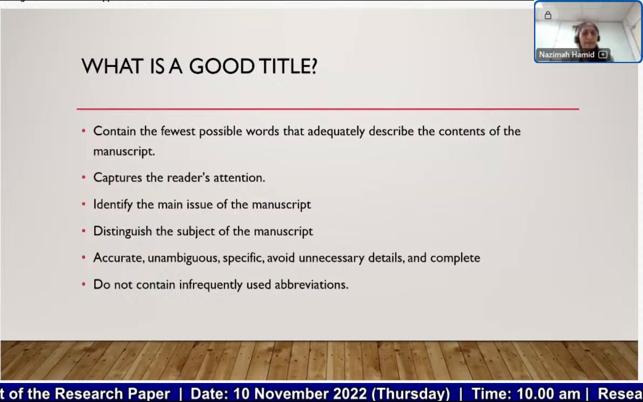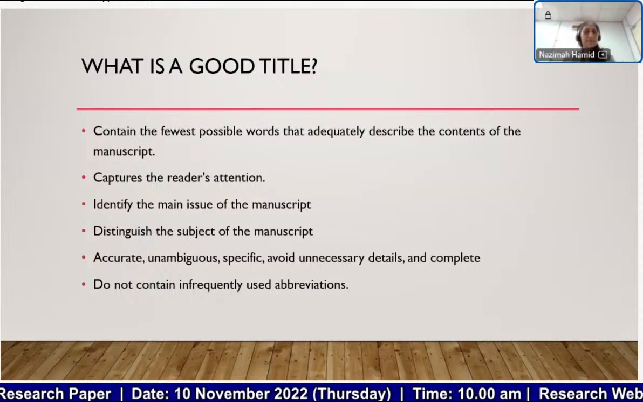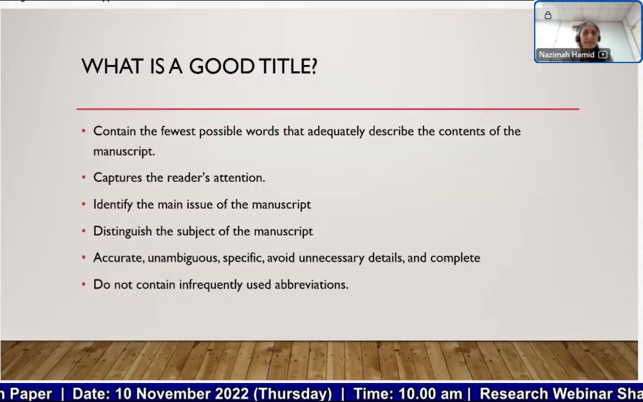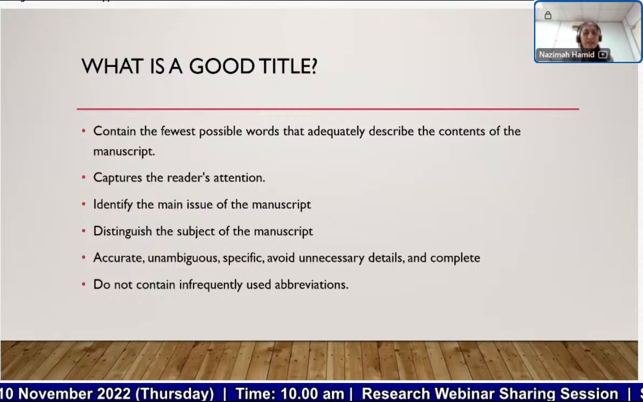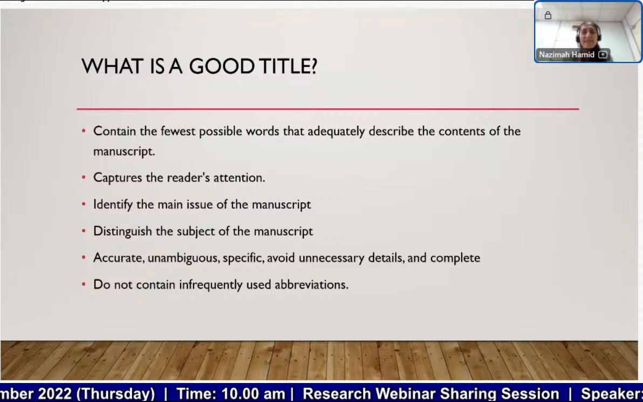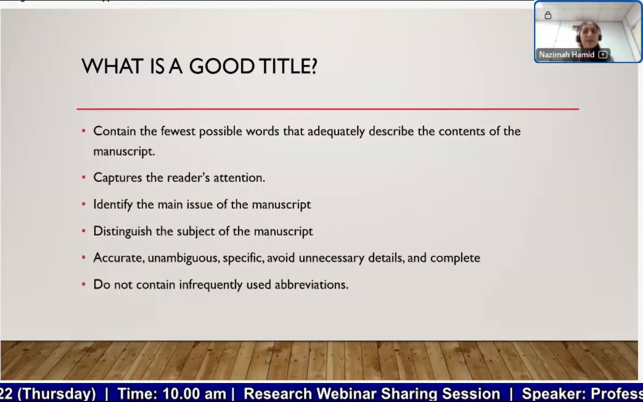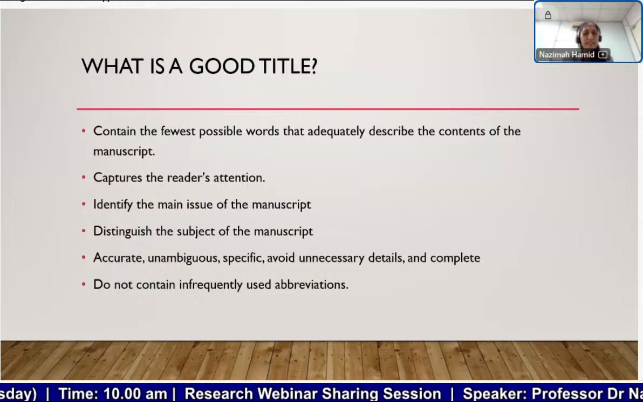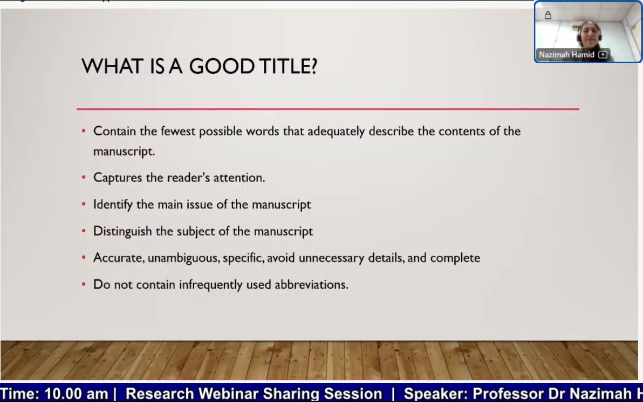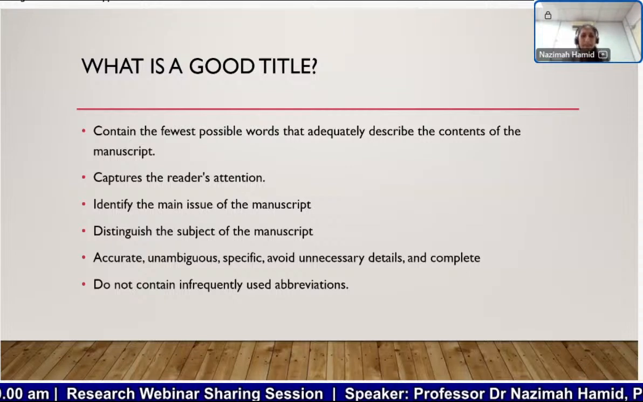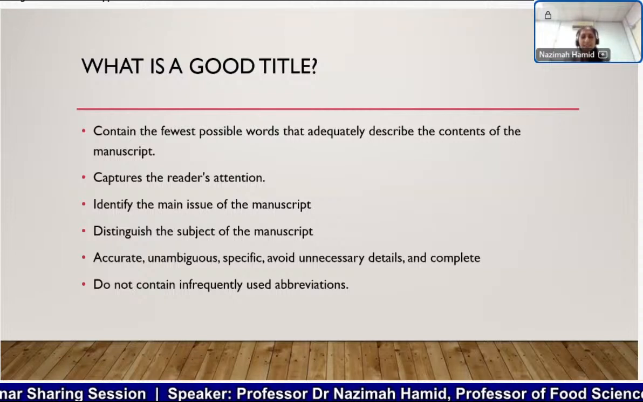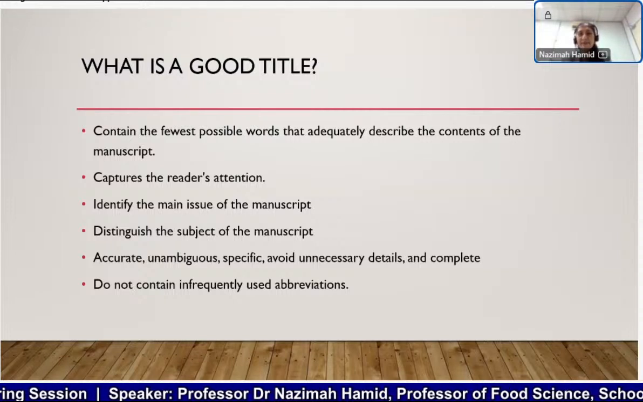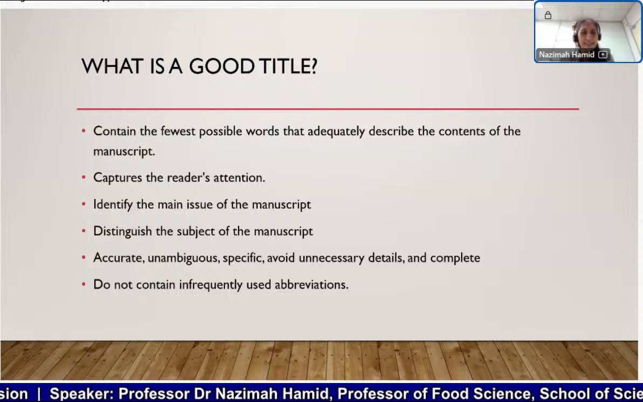First of all, when we look at a paper, it is the title. And I tell you now, believe it or not, that's the thing that will sell your paper. Just don't think, I've done good research here, but you must have a good title. And you must try not to have a very long title. I know you're trying to tell people what you're carrying out, but try and choose the fewest words possible that adequately describe the content of the manuscript. Try and make it catchy.